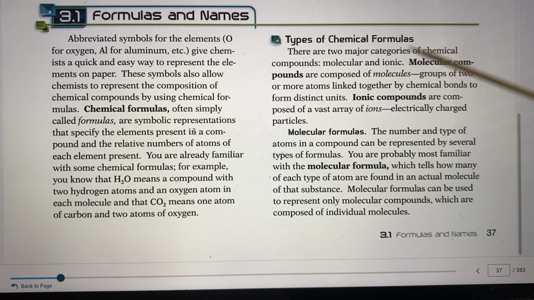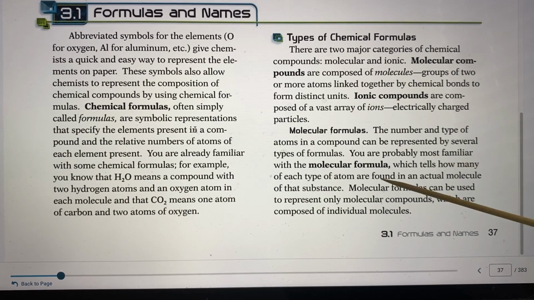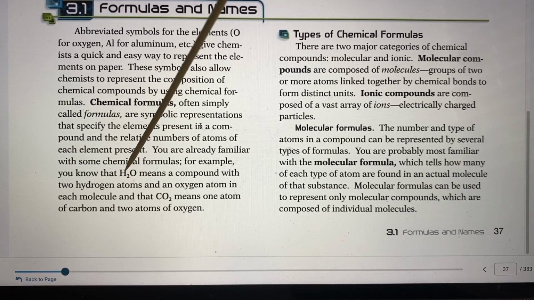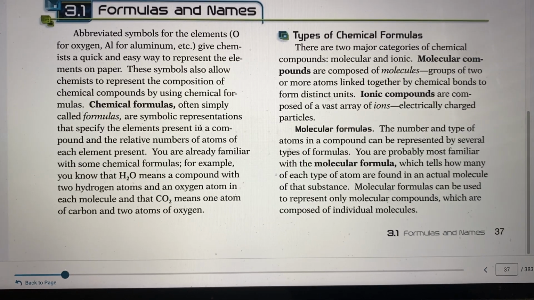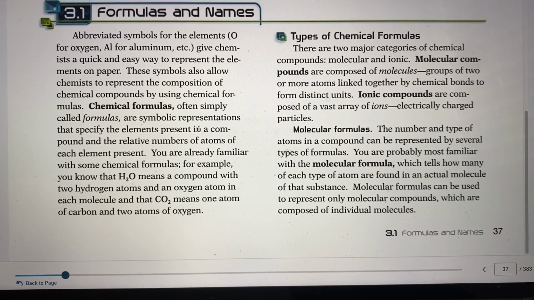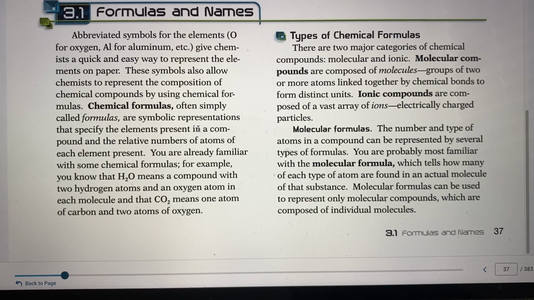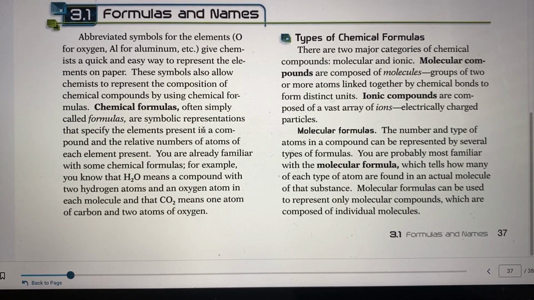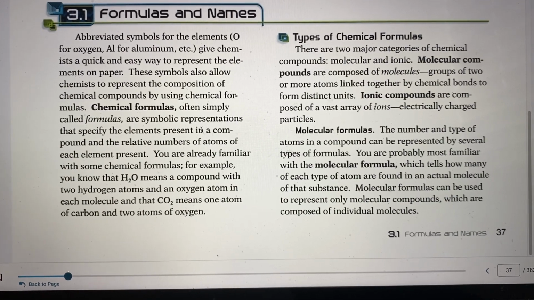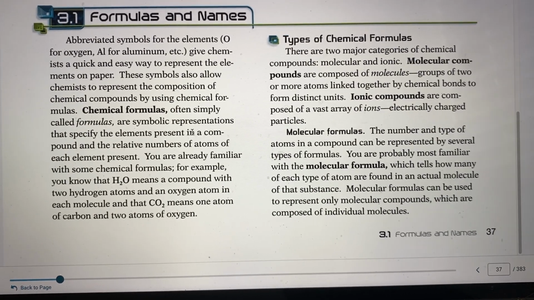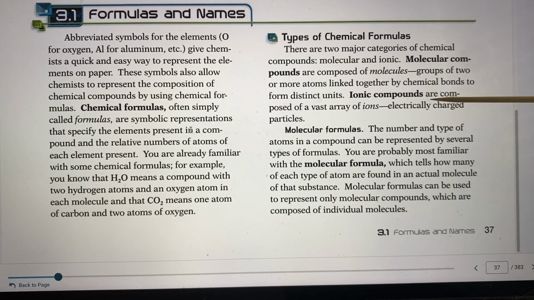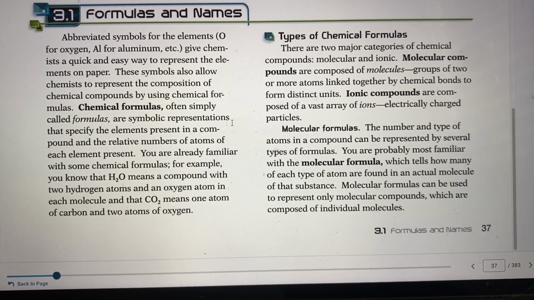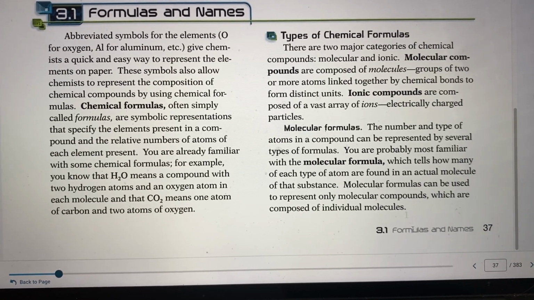And then, of course, we have molecular formulas. This is what you're familiar with. H2O would be a molecular formula, which tells how many of each type of atom are found in the actual molecule. These molecular formulas can be used to represent any molecular compounds, which are composed of individual molecules. You can't really use them for ions, right? But you can use them for molecular compounds, okay? So let's go on to the next page.